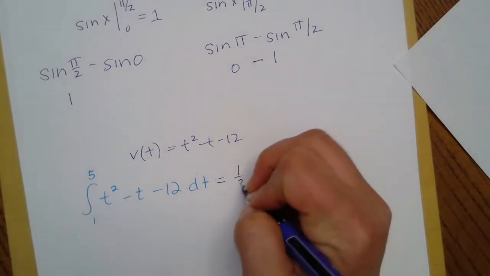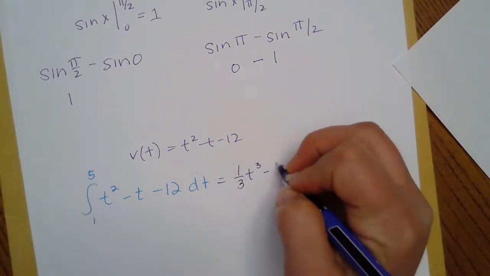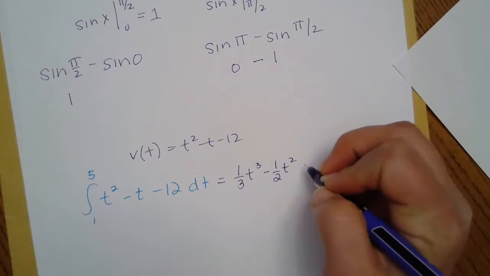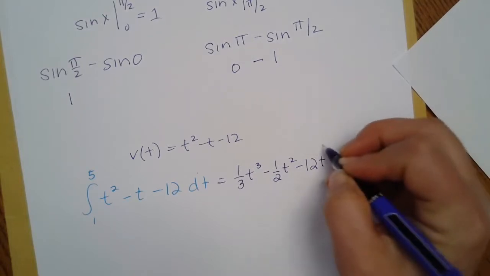So this will be 1/3 t cubed minus 1/2 t squared minus 12t.